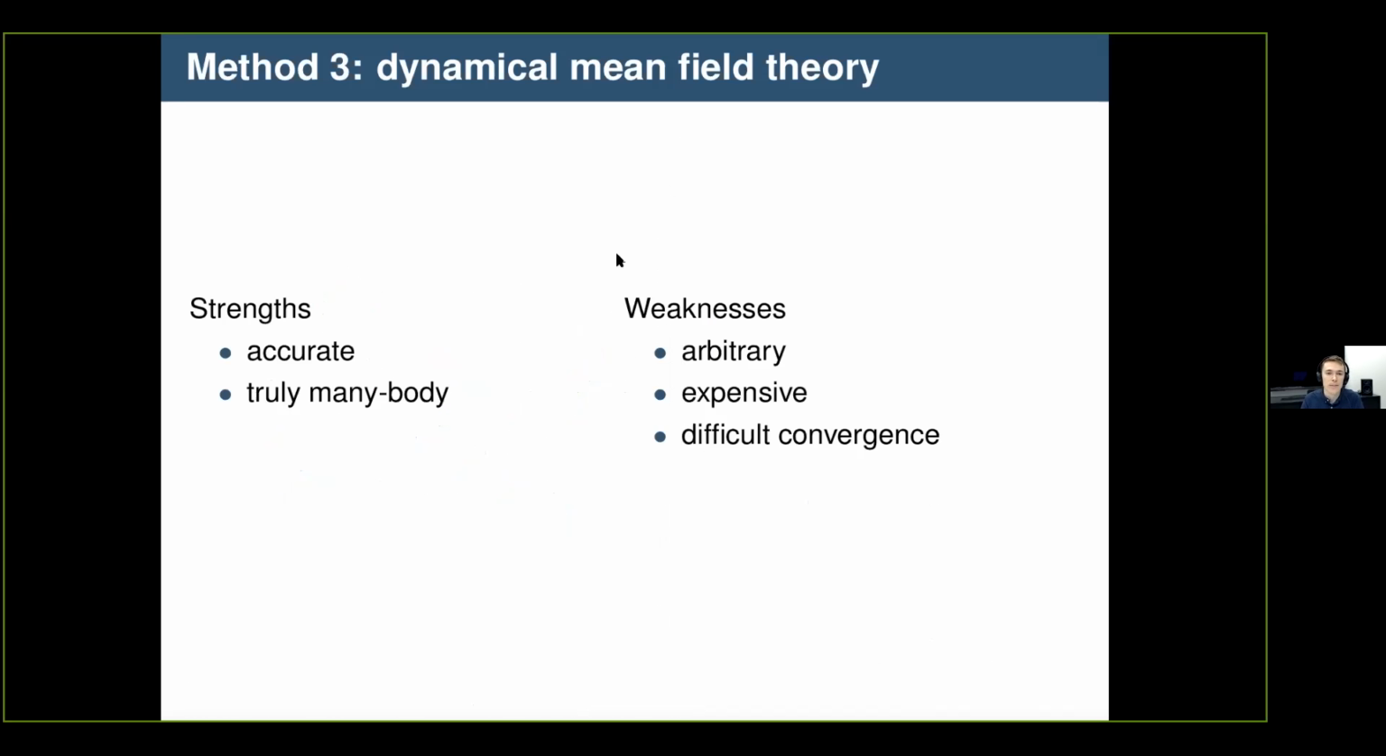I should probably wrap up. So dynamical mean field theory, its strength is obviously that it's accurate. You've got truly many bodies, so you can get these real many-body effects. The weaknesses, well, the relative weaknesses.